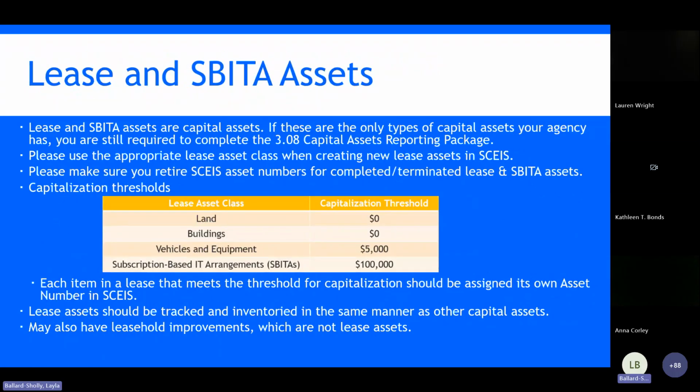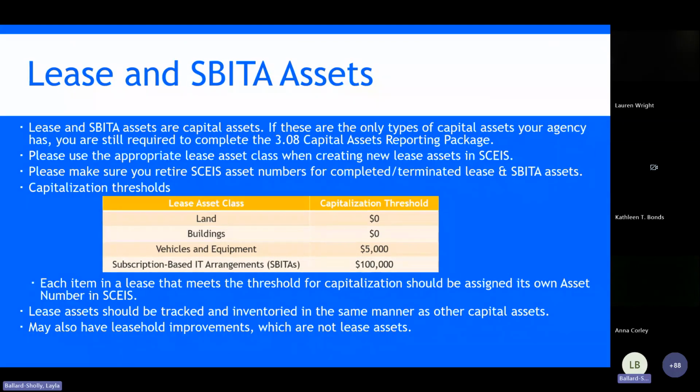Lease and SBITA assets. I think a lot of people may not fully realize, just because you have the lease and SBITA reporting packages and there's a liability and an asset, that the lease and SBITA assets are capital assets. So those do need to be considered and reported on through your capital assets reporting package if any adjustments need to be made to the asset portion.